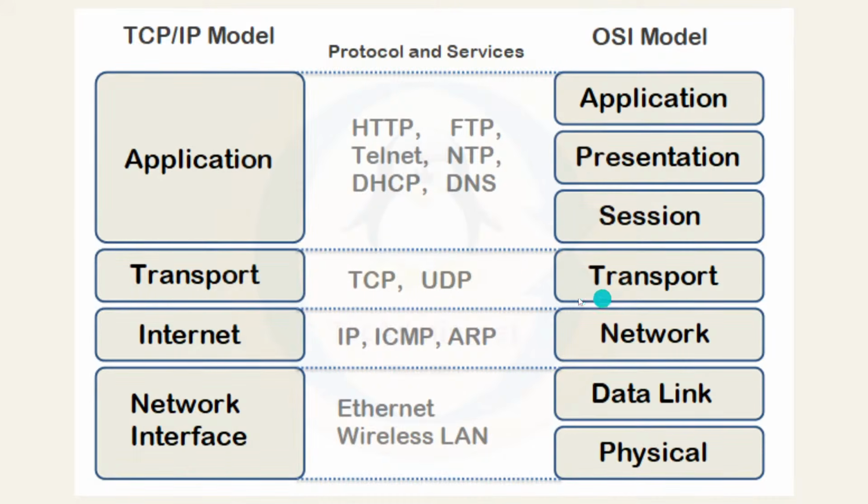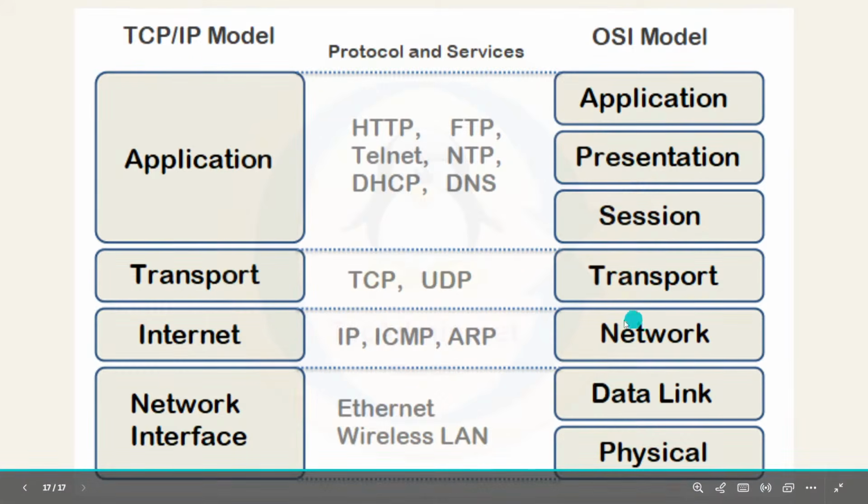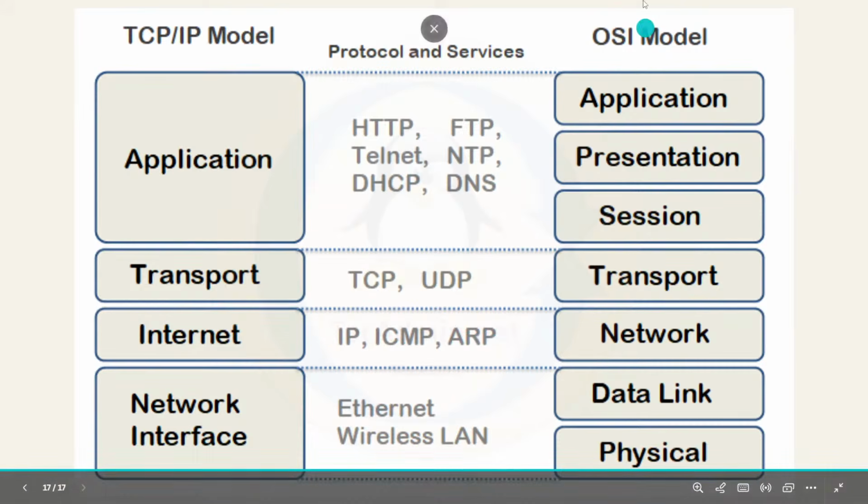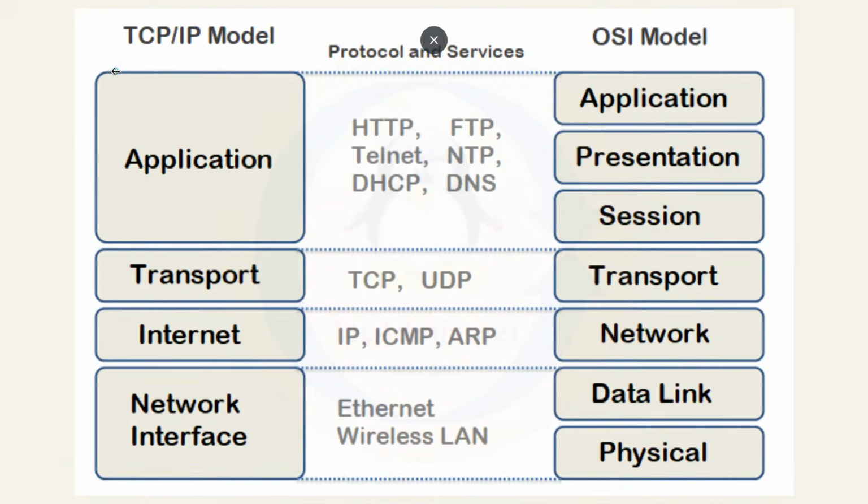Next, the OSI model's transport layer will remain the transport layer in the TCP/IP model. The network layer will become the internet layer in the TCP/IP model. IP, ICMP, ARP like protocols are used. The OSI model's data link and physical layers become the network layer in the TCP/IP model. So the TCP/IP model is the physical model which is actually implemented in real life, while the OSI model is a logical model. It explains all the working and everything.